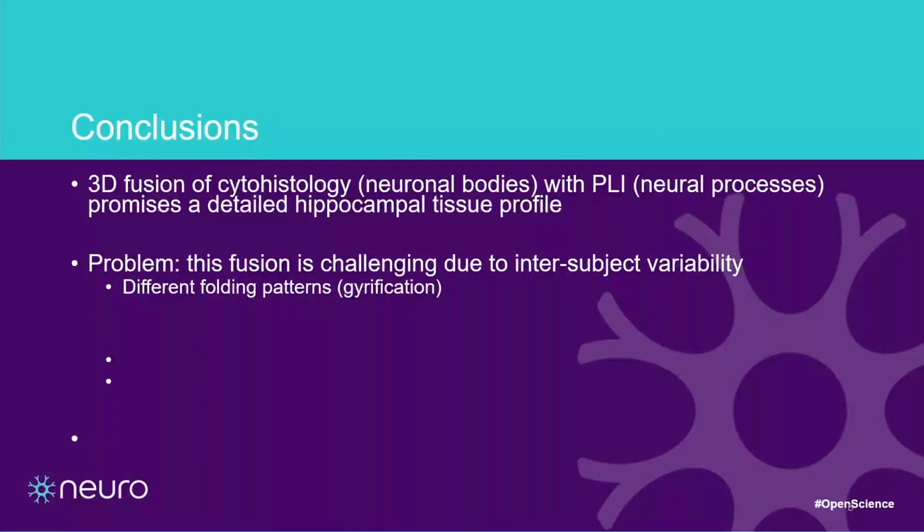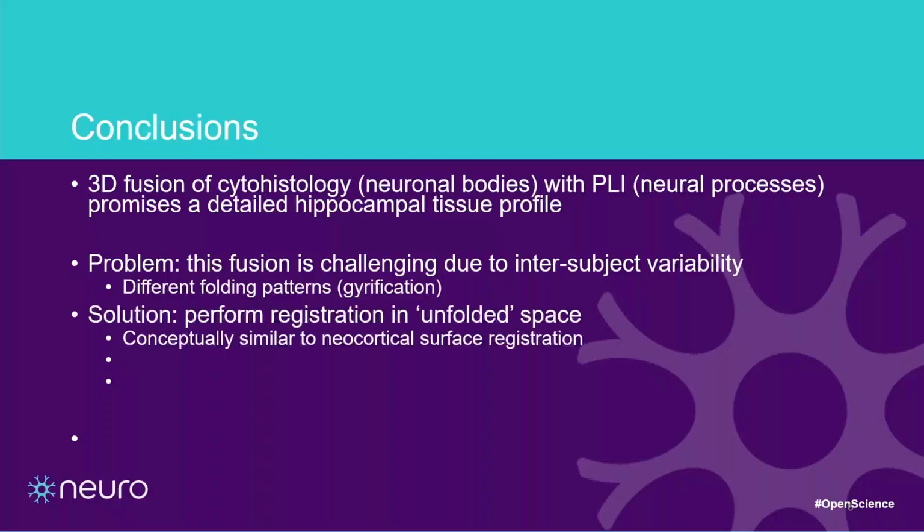So, just interim conclusions. What we want to do is build this really detailed multimodal model of the human hippocampus. However, we're really worried about inter-subject variability, specifically in folding pattern, or gyrification pattern if you like. The solution I'm going to propose is to perform a registration in unfolded space. Conceptually, this is going to be very similar to a neocortical surface-based registration.